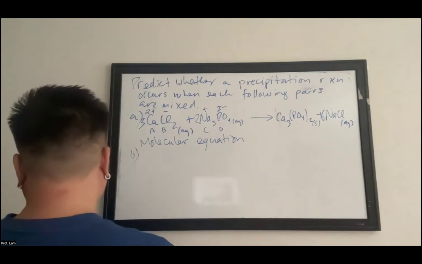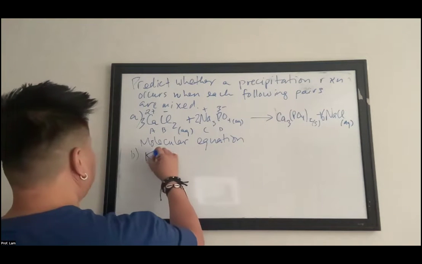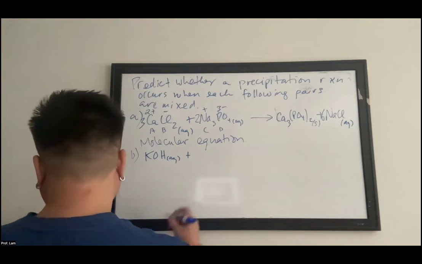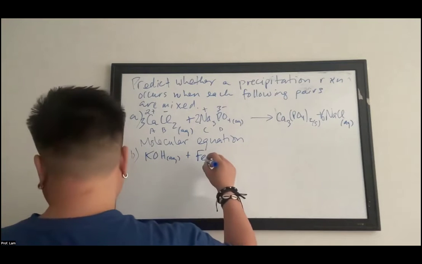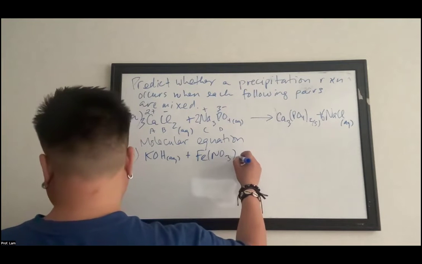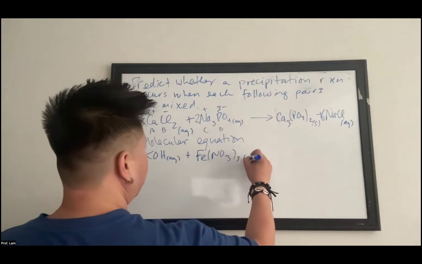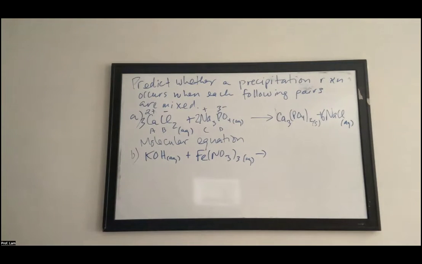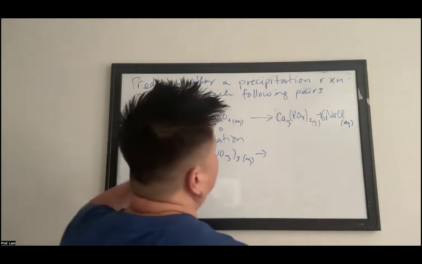All right, let's do another one. KOH aqueous plus Fe(NO3)3 aqueous, mixed together. Okay. So in the first problem, it says predict whether a precipitation will happen.